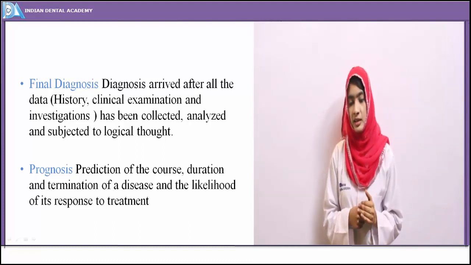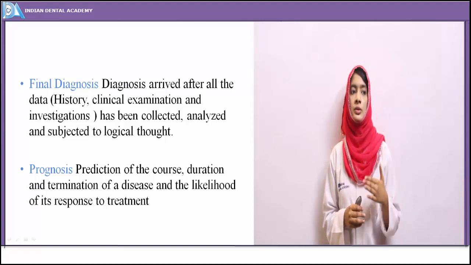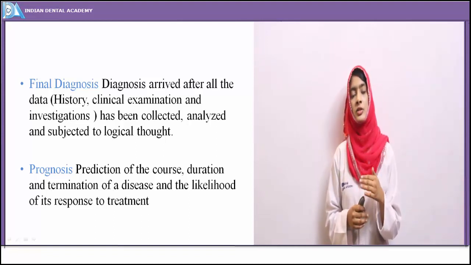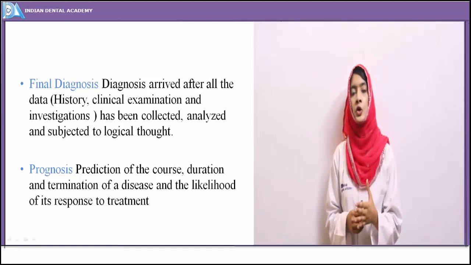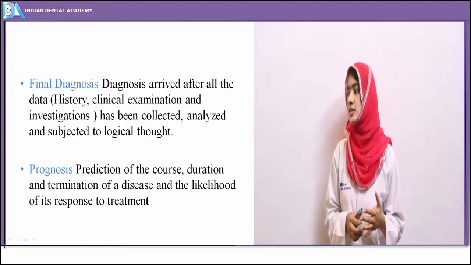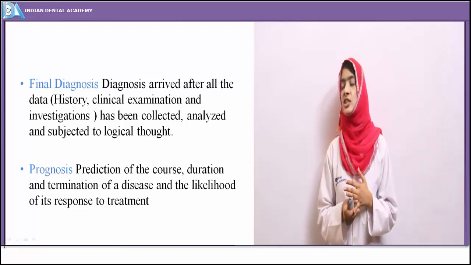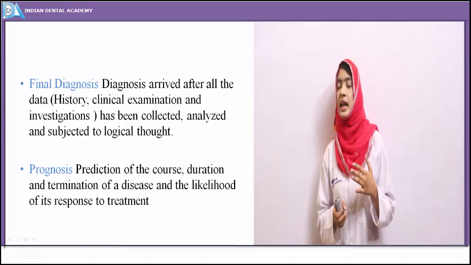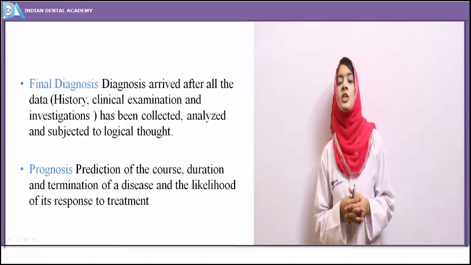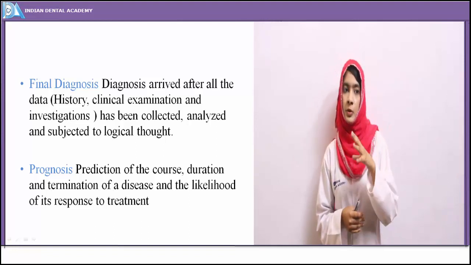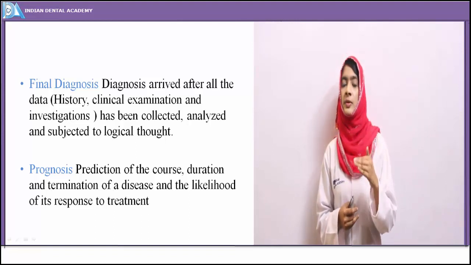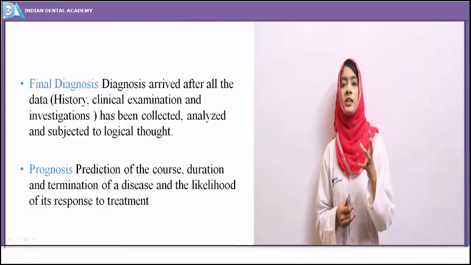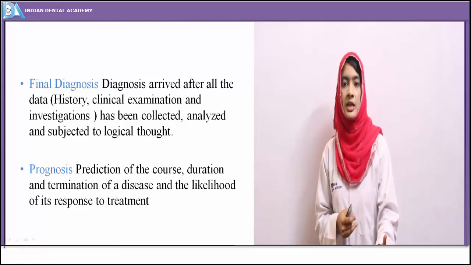After taking out the diagnosis, you have to suggest treatment to the patient and give him an indication of the disease process and the prognosis. Prognosis is nothing but the prediction of the course, duration and termination of the disease and the likelihood of its response to treatment. So you have to give the patient a broad idea of what disease he has, what the future chances are of this disease developing into malignancy, or what the likelihood is of its recurring.